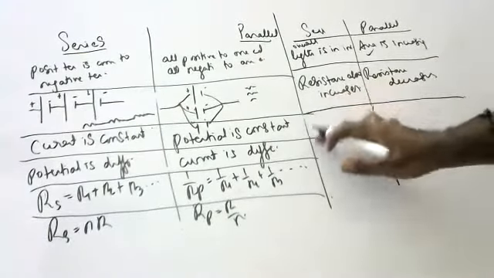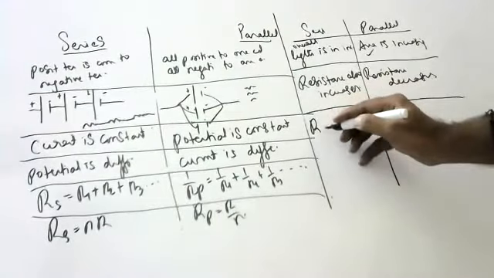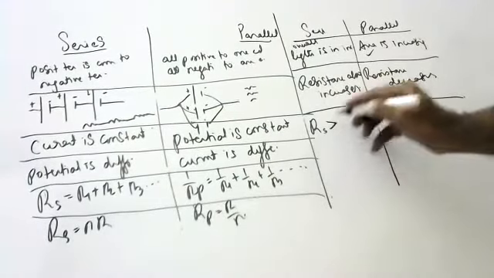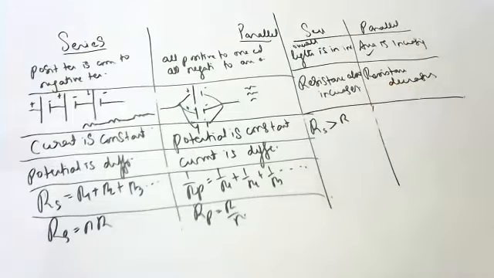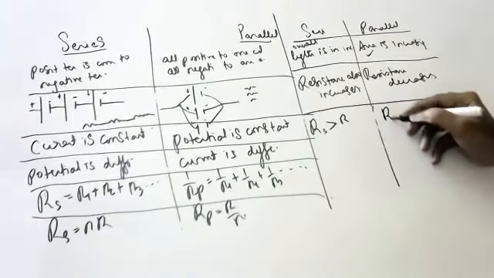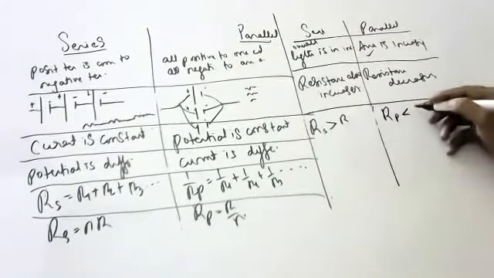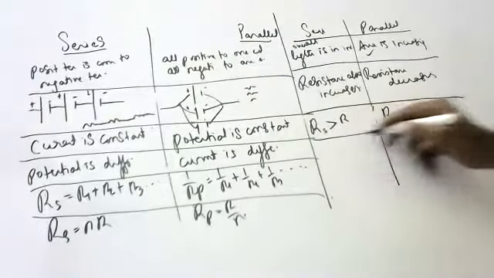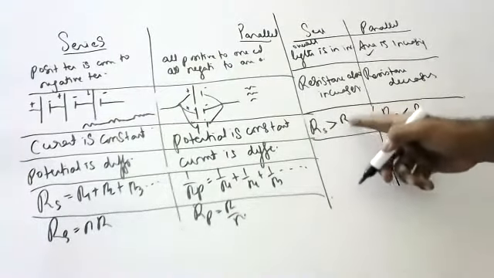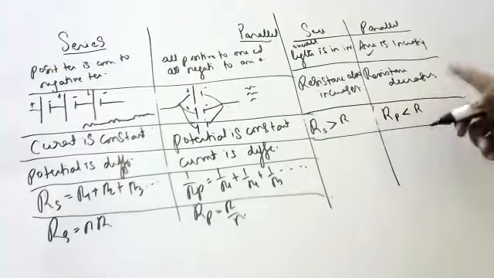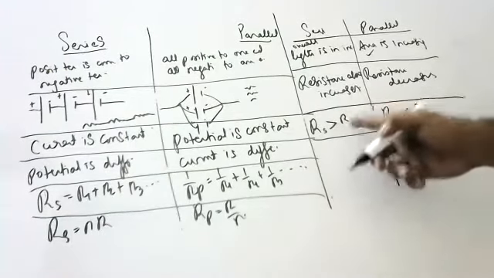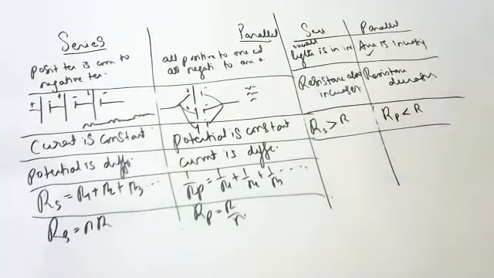Okay, now, in series the total resistance will be more than the highest resistance. And in parallel, total resistance will be less than the least resistance. Total resistance is more than the highest in series. Total resistance is less than the least in parallel.